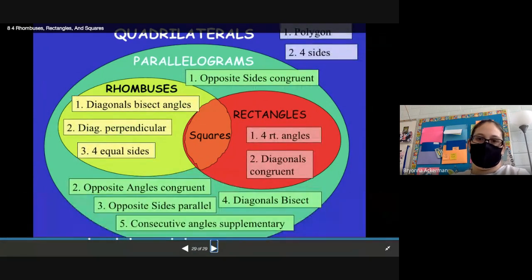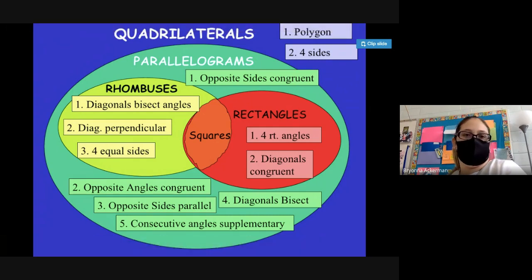And so if we add the properties into the Venn diagram, it gets a little crazy. And so the rhombus would follow its properties that are inside, but it would also follow the properties for the parallelogram and the quadrilateral, right? So the square has all these properties together. So the square is very special.